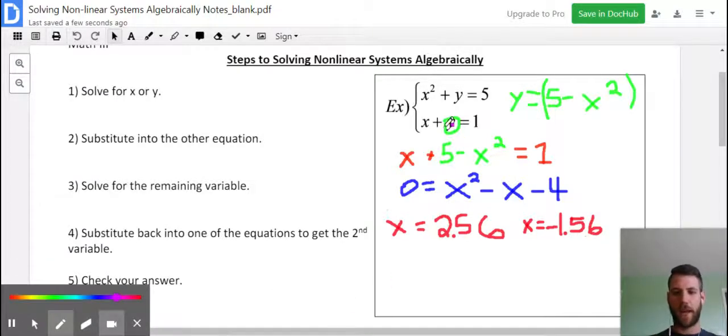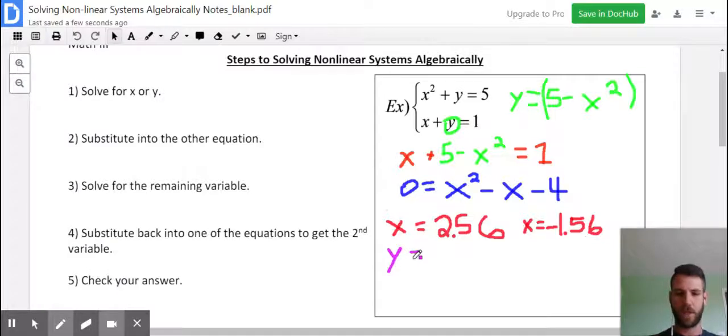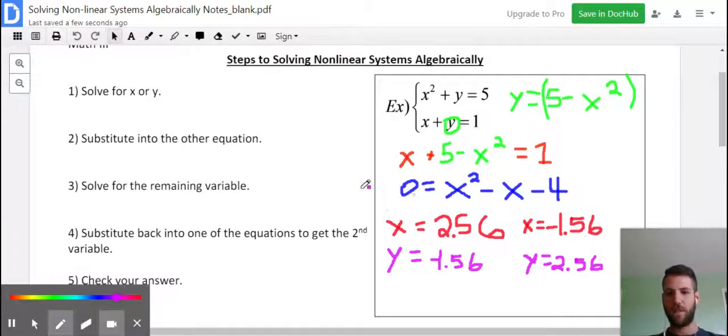Once you've used that second equation, you would find that the y value for this first x value of 2.56 would end up as negative 1.56 for y, and then coincidentally for the second x value, if you put it into our second equation, would end up with 2.56. So you have our 2 points are just reversals of each other, which in this case is just a coincidence. And we have finished solving this problem.